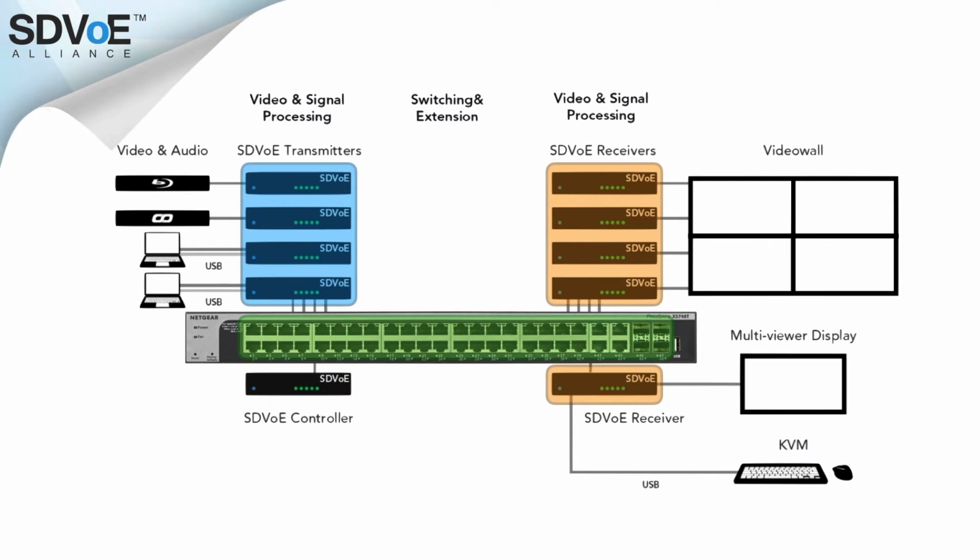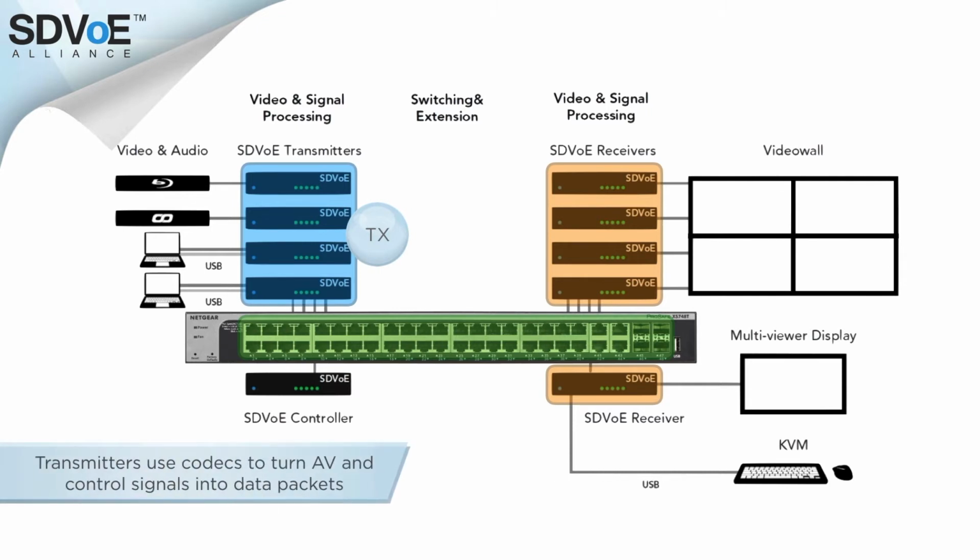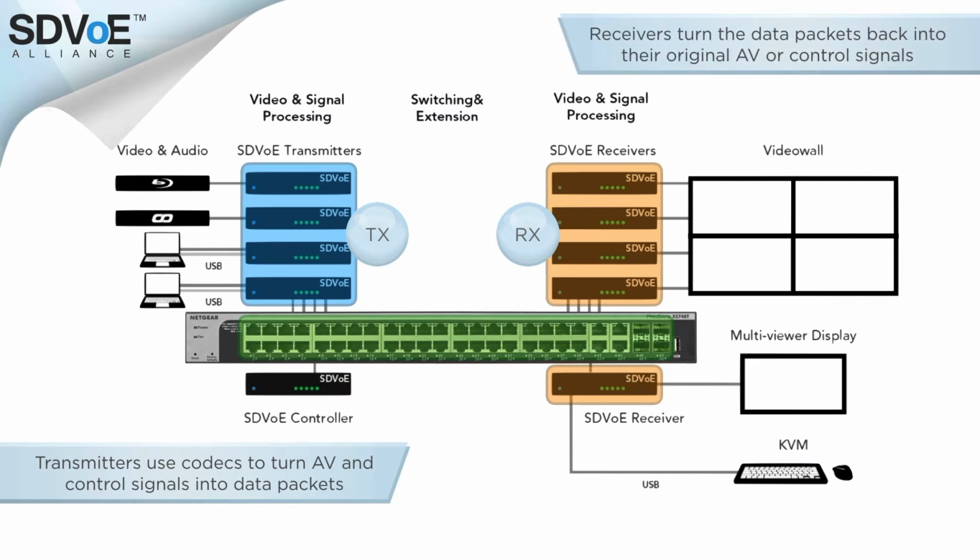Now let's turn our attention to the endpoints. In SDVoE, the transmitters, or TX units, are often called encoders because they use codecs to turn audio, video and control signals into data packets. Receivers, or RX units, are often called decoders due to their ability to turn those data packets back into their original AV or control signals.